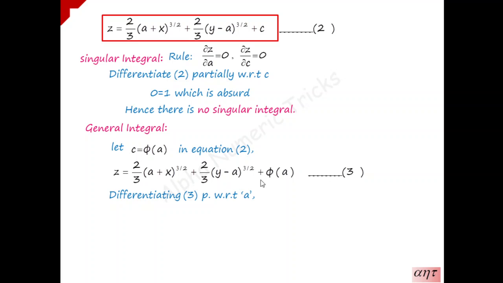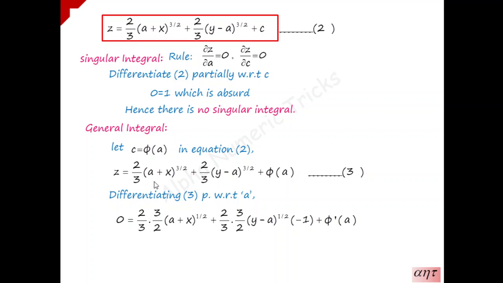After that you have to differentiate this equation 3 partially with respect to that constant a. If instead we substitute a is equal to phi of c, then z becomes a function of c alone, and in that case you have to differentiate with respect to c. But here we are substituting c is equal to phi of a, so the equation is in terms of a, and we are differentiating with respect to a. That is the idea.